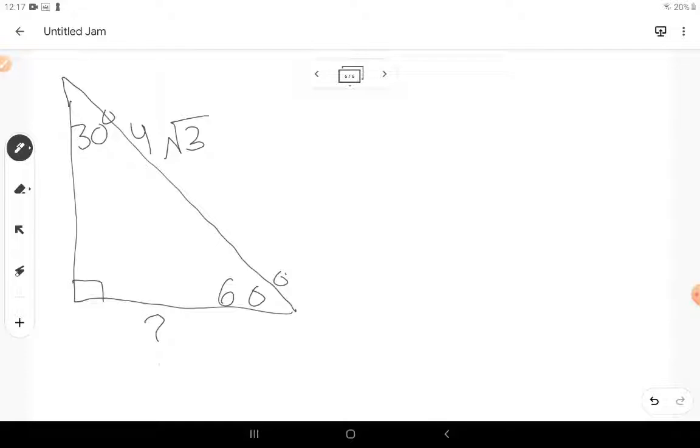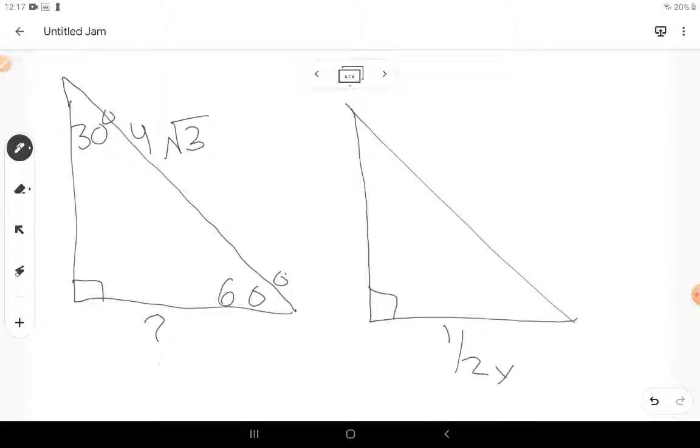All right, a couple of things. In a 30, 60, 90-degree triangle, we know that the side opposite the 30 degrees is 1/2 of x. Let's put 30 degrees here, 60. We know that the side opposite the 60 degrees is x times square root 3 over 2. And we know that the hypotenuse is just x.